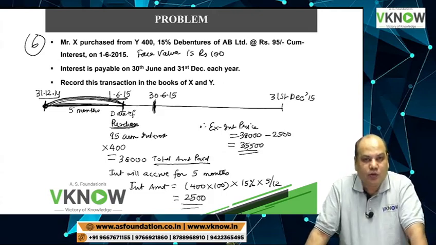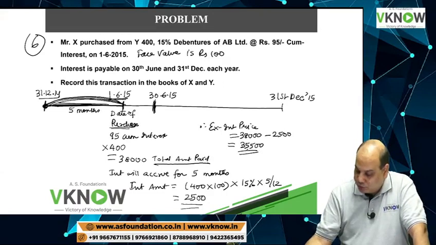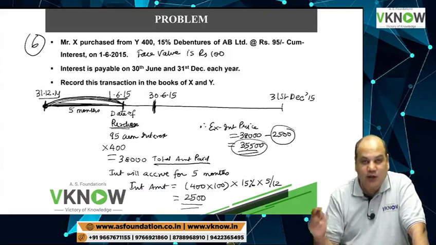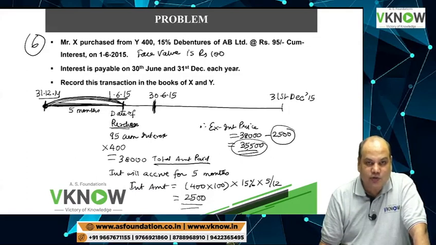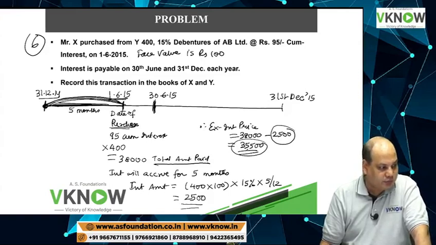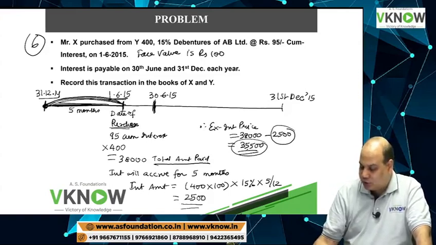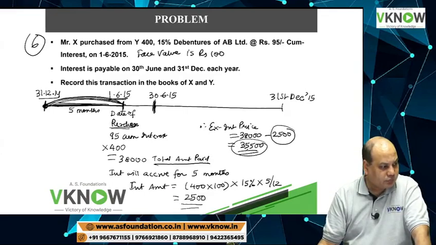So whatever question comes, first you need to find out what is the interest accrued and what is the ex-interest amount. I need the ex-interest amount for recording the investment, and I need the interest amount for recording the interest. Okay, so Jatin Gupta, 2,500 is right. Kunal Pancharia, 35,500 ex-interest price is right.